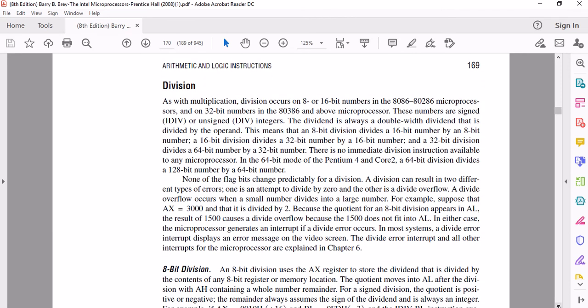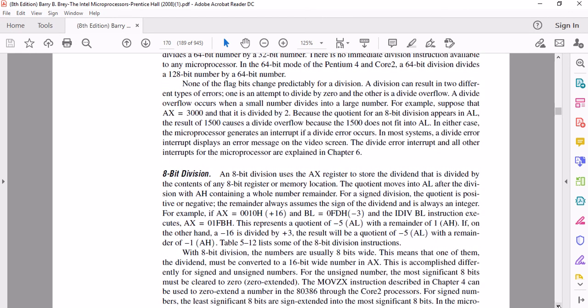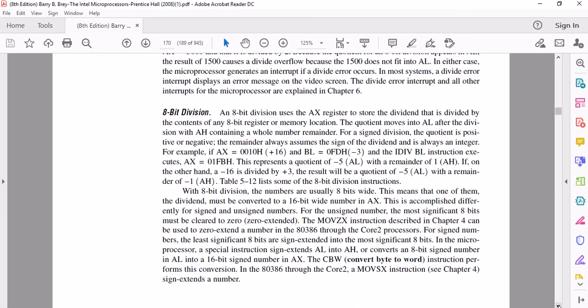Next is the division operation. Again we use IDIV for signed division and DIV for unsigned division operation. Now 8-bit division uses the AX register to store the dividend that is divided by the contents of any 8-bit register or respective memory location.